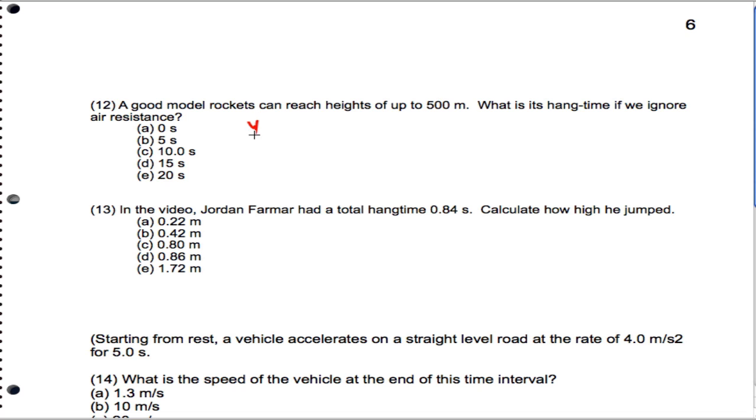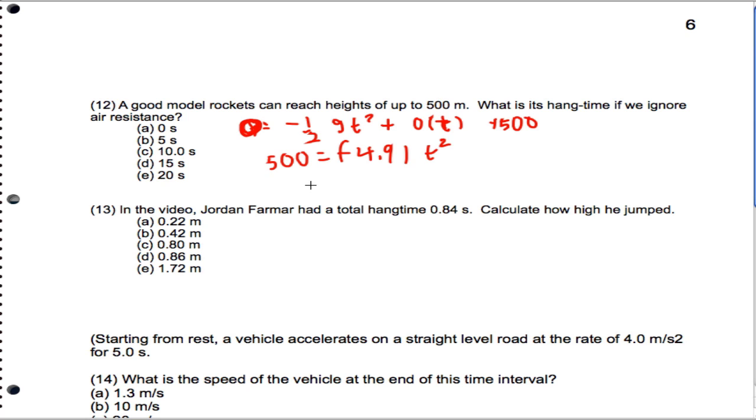So we have y equals negative 1/2 gt squared plus 0 times t plus 500. And of course, this should actually be 0 here. So I'm going to get 500 equals negative 4.9 times t squared. And that's going to give me about 10 seconds for t when I solve. Again, t squared is about 100, so that means t is about 10.